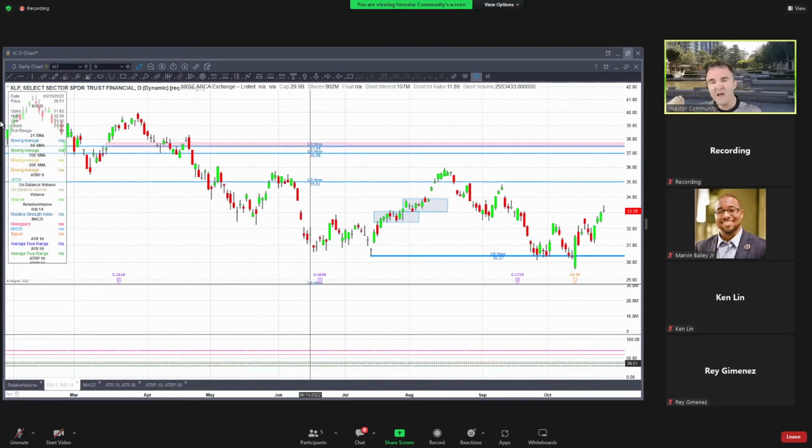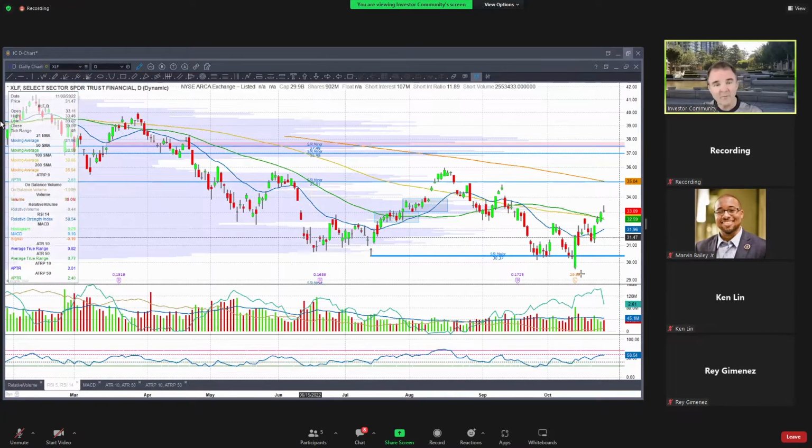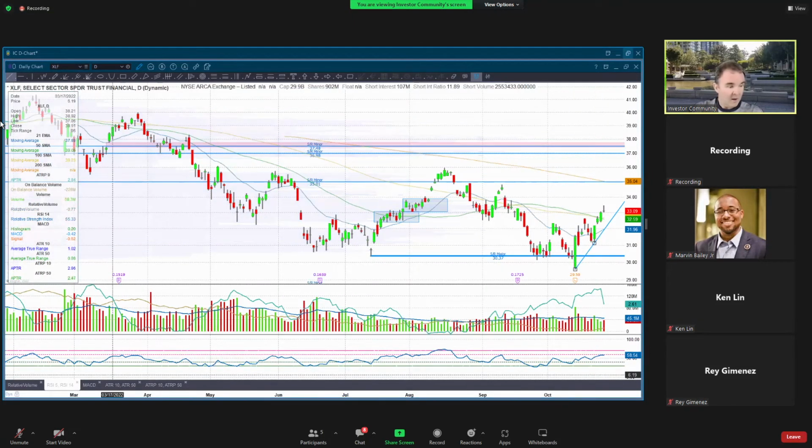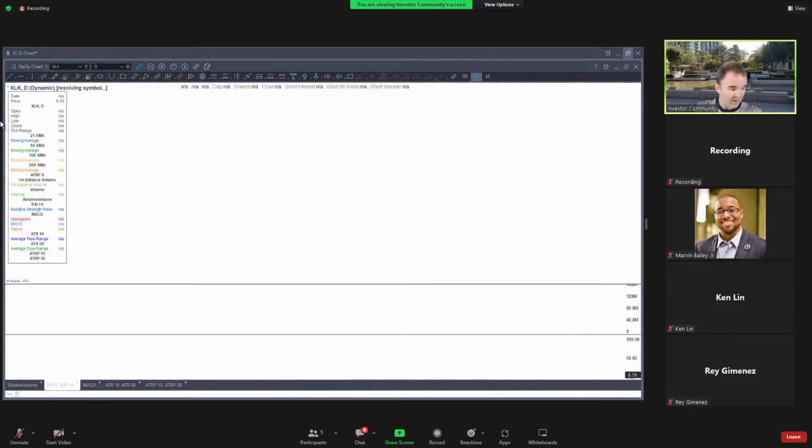Let's take a look at financials. Again, look at the beginning of an uptrend. We've got some higher highs, and now we've got higher lows. Looking good here. Looking good. Okay, who's next? All right, technology.